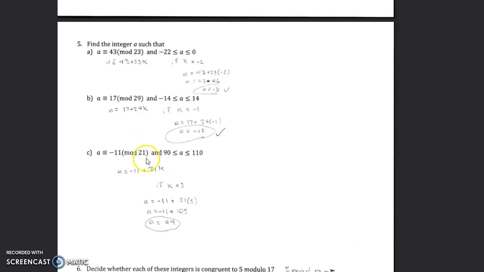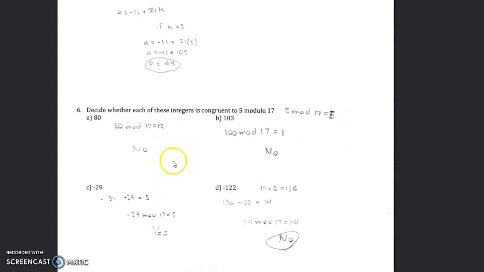Next question, A is equal to negative 11 plus 21k, again because of mod rules. Now we're looking for k to be some type of integer that fits the parameters of 90 is less than or equal to A, but A is also less than or equal to 110. So I chose 5. A is equal to negative 11 plus 21 times 5. A is equal to negative 11 plus 105, since 21 times 5 is 105. A is equal to 94, which completes our condition.